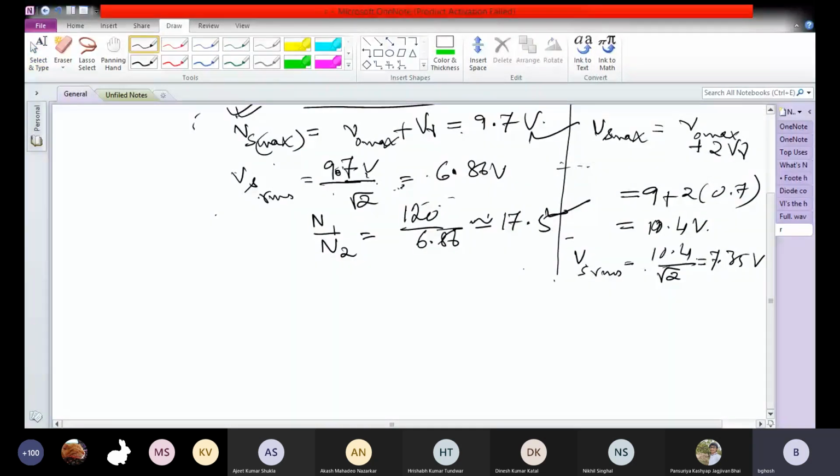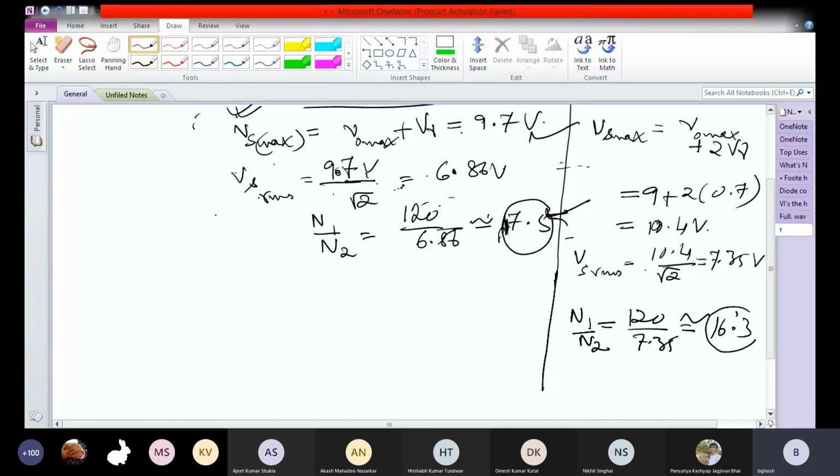Now you compute N1 by N2. So it is 120 by 7.35, which turns out to be 16.3 about. So you see now that this number is almost the same. 17.5 is almost the same as 16.3. So almost twice the number of turns are needed for the circuit with the center tap transformer.